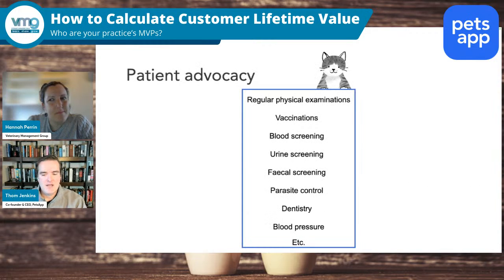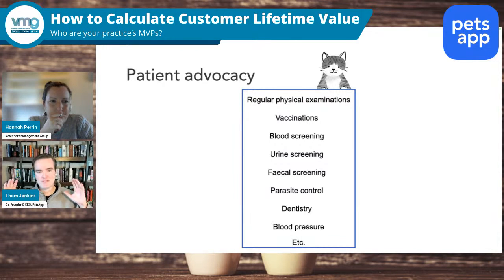The other thing I would do, and this follows on from what I was just saying, is that most of us have a box of items that we would recommend for almost any patient, right? So for a healthy cat or a dog, I'm going to be recommending regular physical examinations, probably some set of vaccinations, right? Blood screening, so I've got a reference database for that patient, and I'm checking for preclinical disease, urine screening, fecal screening, parasite control, tailoring that parasite prevention, potentially dentistry is an important one, blood pressure, etc.